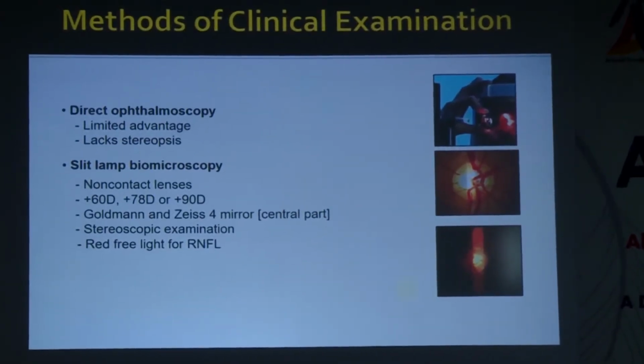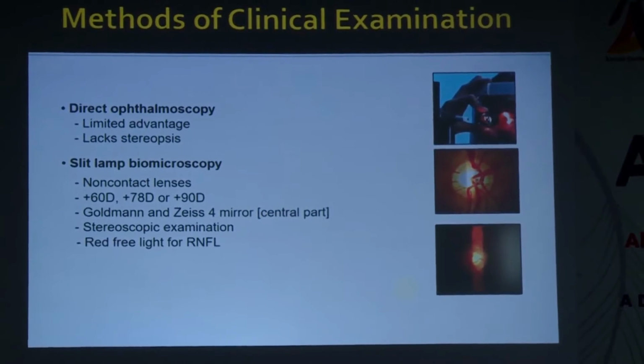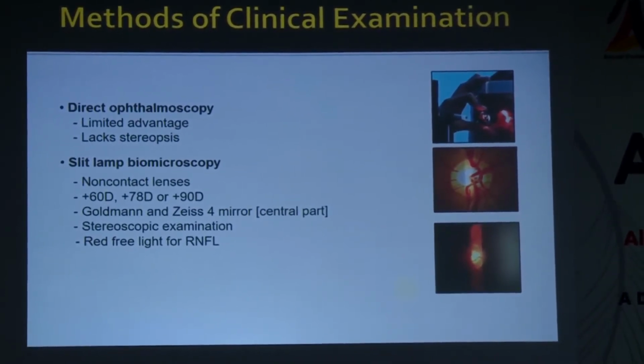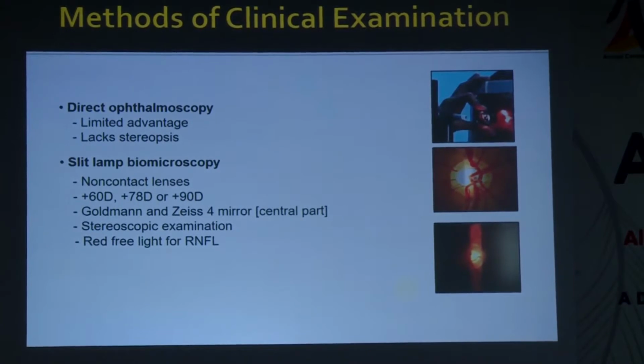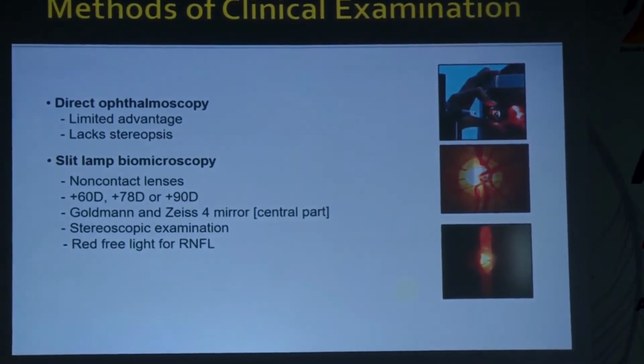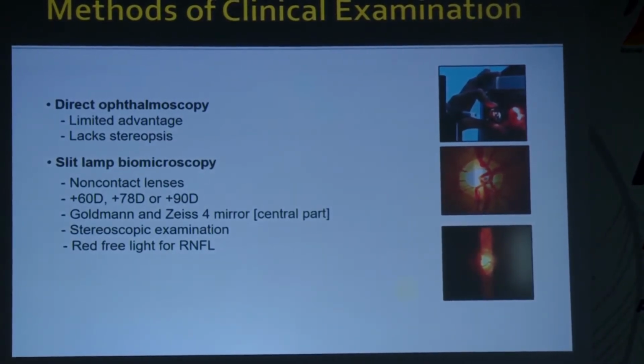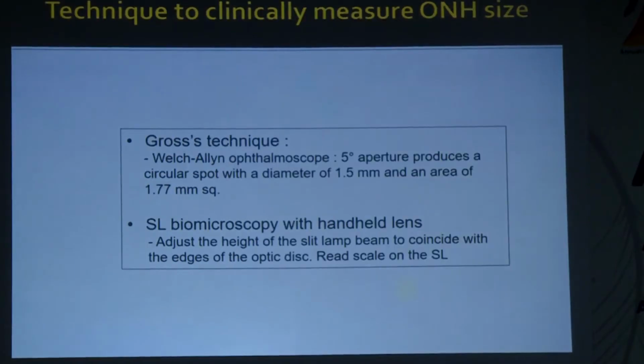Now, there are methods of clinical examination. You can use a direct ophthalmoscope, but it's not very accurate. It lacks stereopsis. The gold standard of optic nerve measurement is slit lamp biomicroscopy using non-contact lenses, because it gives you a good stereoscopic examination and also allows you red-free light examination for the RNFL.